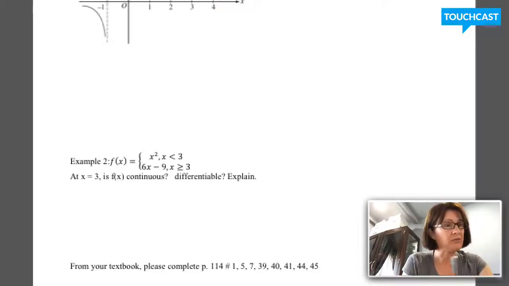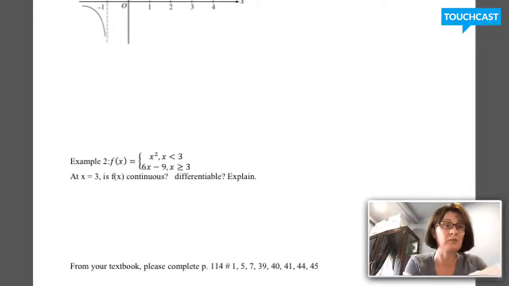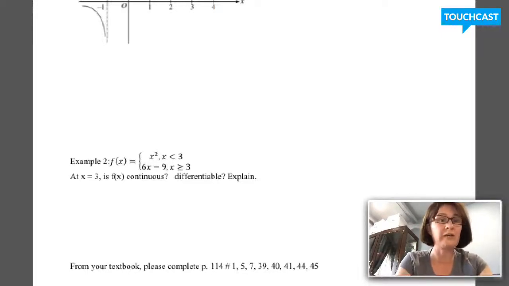So how do I find out if a function is continuous? You thought I was going to stop asking you. No. A function is continuous at x equals 3 if the limit as x approaches 3 from the left of f of x equals the limit as x approaches 3 from the right of f of x, which is all equal to f of 3. So I'm going to find those three values.